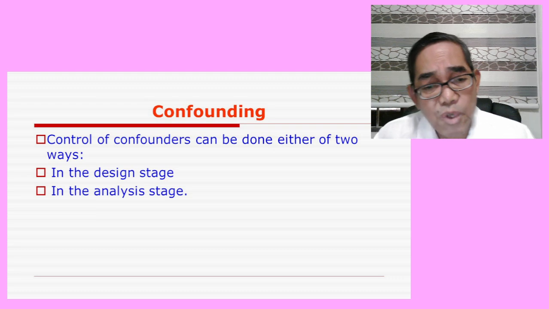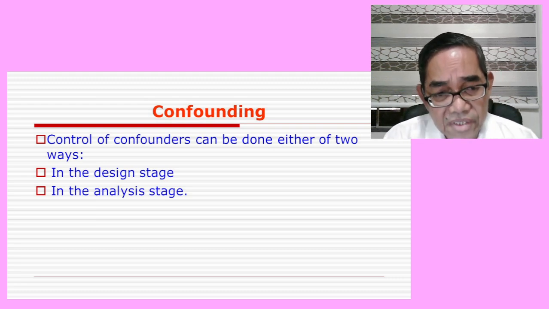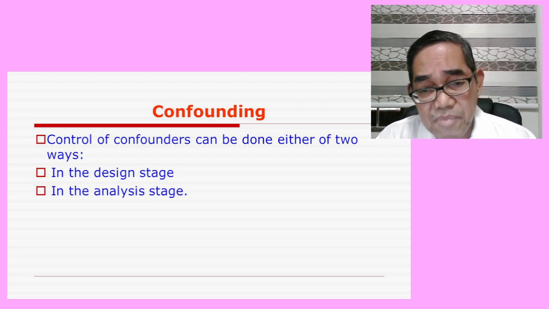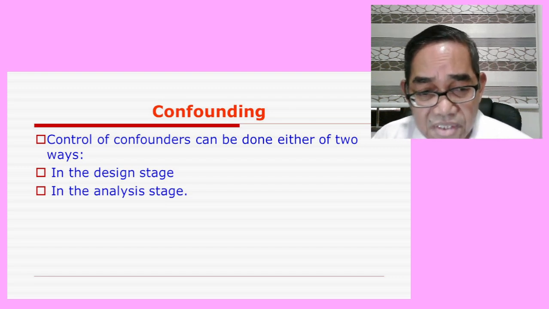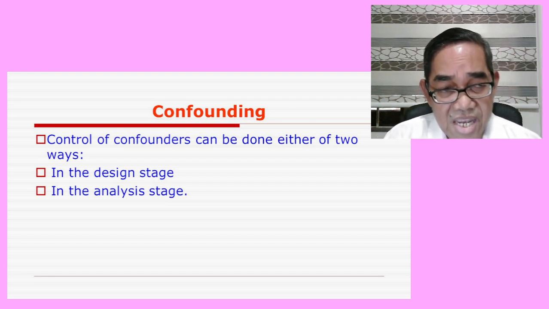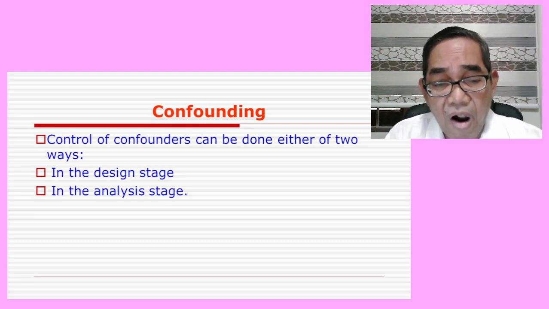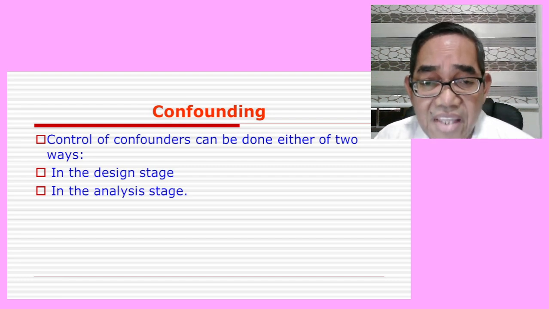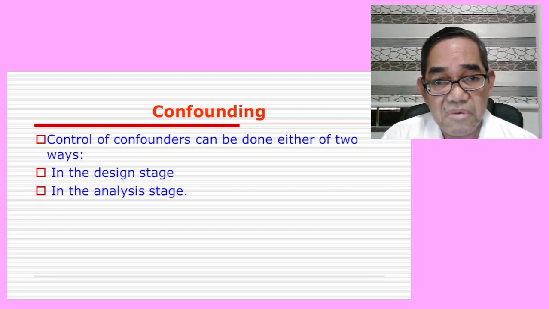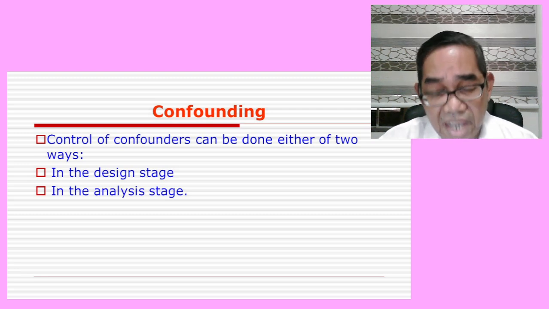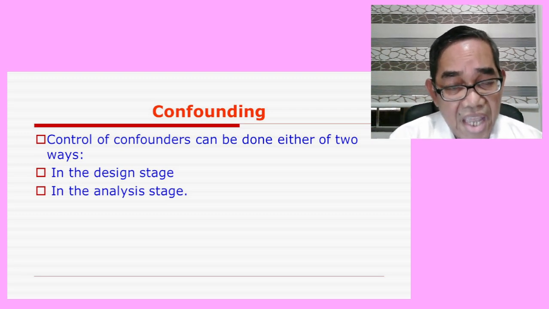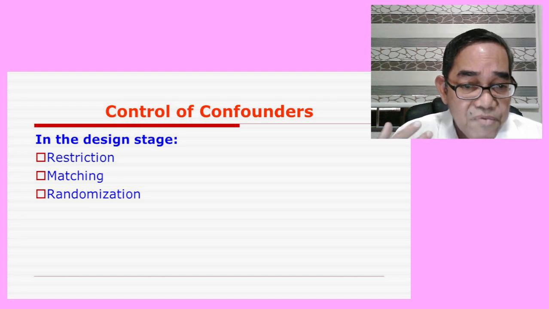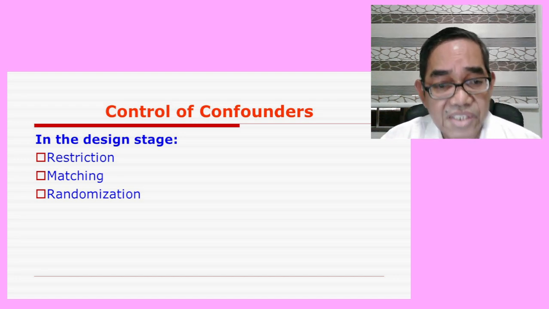Now, how do we control confounders? The control of confounders can be done in either of two ways: in the design stage, meaning when you design the protocol, and in the analysis stage, meaning you already have collected data and then you will analyze. So, no longer in the design stage. Design stage, during the stage of protocol making. Okay, let's first talk of control of confounders in the design stage.